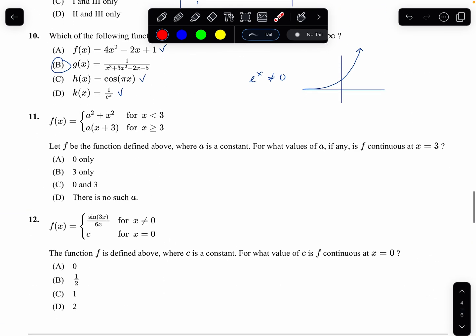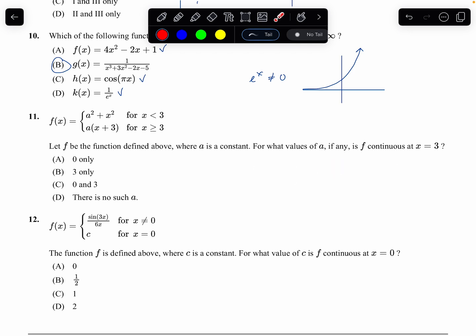Question 11. So we have f of x is equal to ax squared plus x squared for x less than 3, and then this for x greater than or equal to 3. Let f be the function defined above, where a is a constant. For what values of a, if any, is f continuous at x equals 3? So remember that if it's going to be continuous, then f of 3 has to be equal to the left and the right side limits, okay?